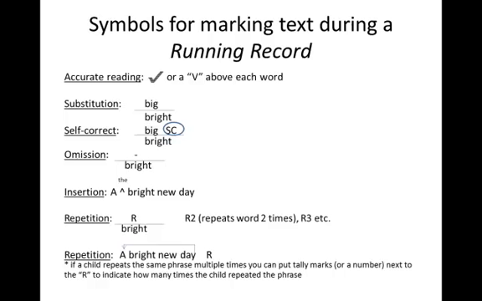If they self-correct that, we write an SC next to the word of their first attempt, and then we circle it. So here they first said big, and then they realized, wait, no, that's bright. They self-corrected it. Okay. Next, an omission is just a blank above the line. They completely omitted that word.